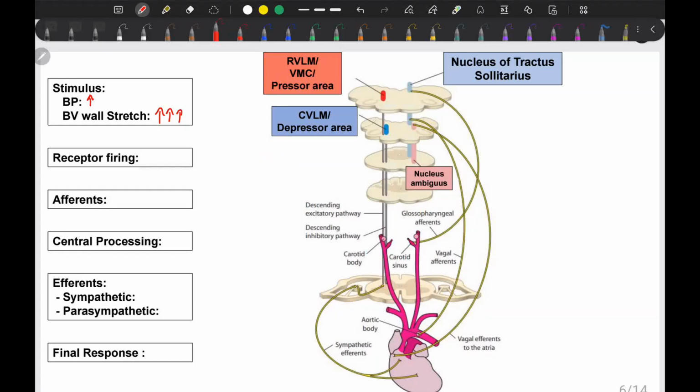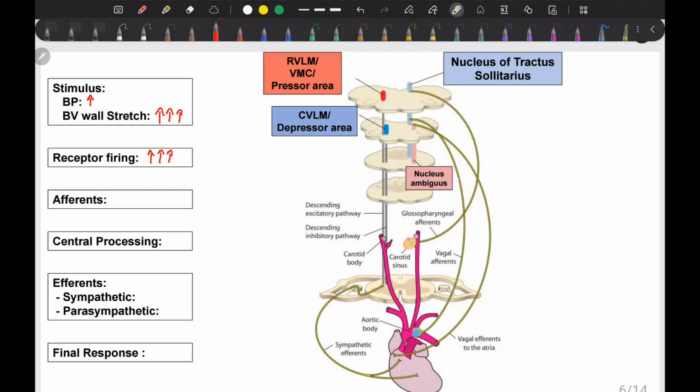So there will be more firing of the baroreceptor. I can say the firing frequency of the baroreceptor will increase. You can see here the carotid baroreceptor present in the carotid artery, and here the aortic baroreceptor present in the aortic arch. This baroreceptor will be firing more because of the increased stretch, because of the increased blood pressure.